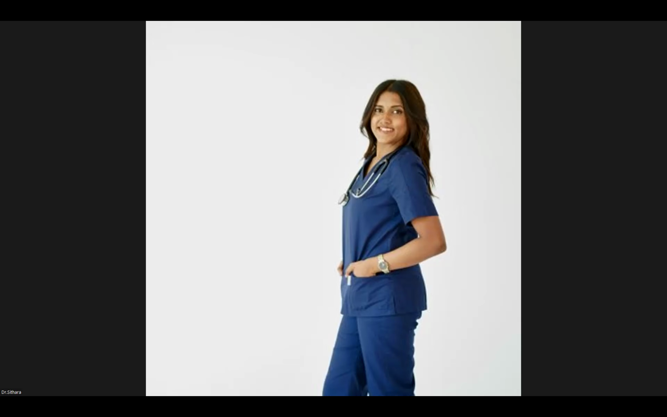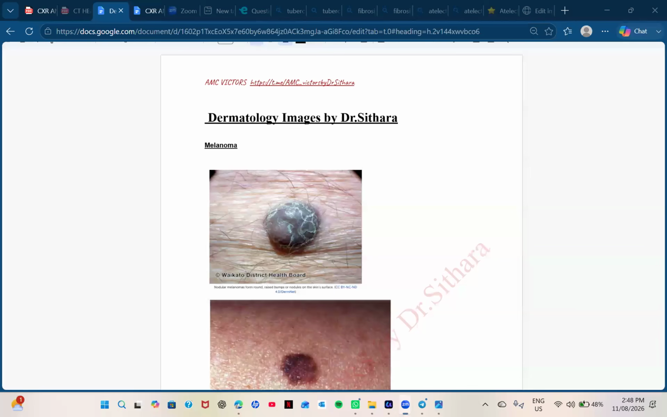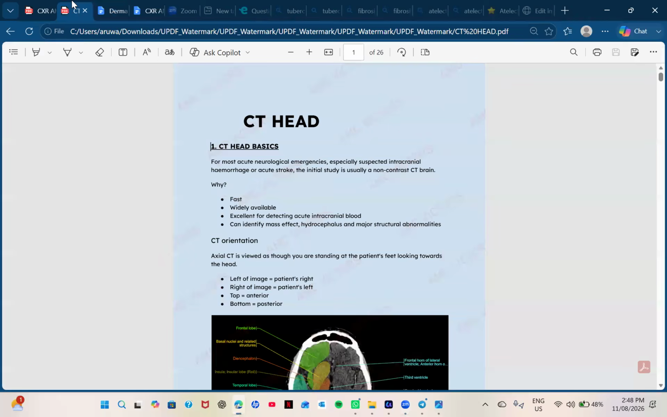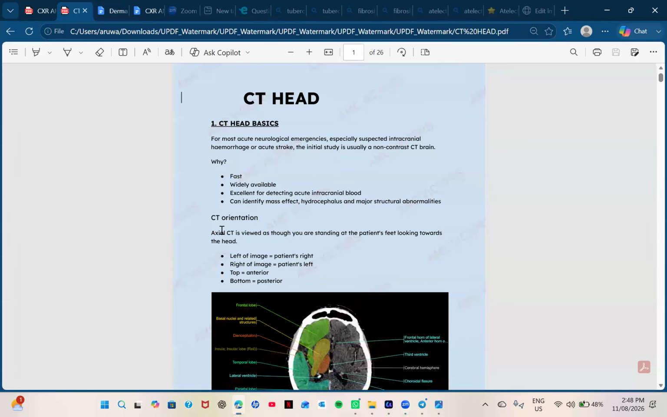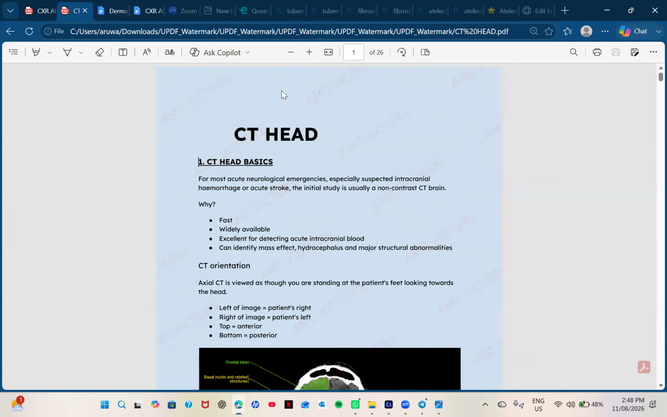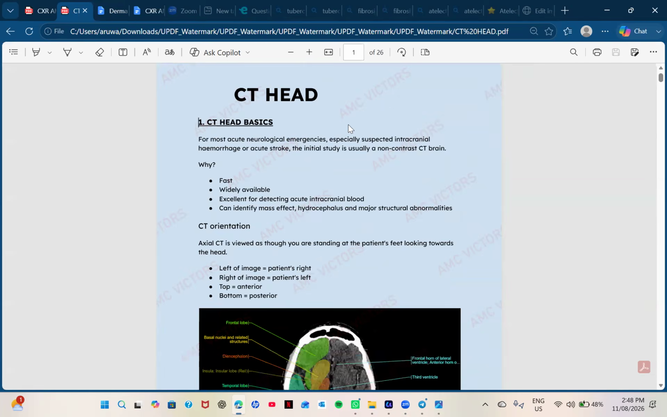Okay, we'll discuss. We'll quickly go through. First we'll discuss the CT, then we will go through this one. CT also I'm not explaining deeply, because we don't have time to go through it very deeply, but I will show mainly the important things only. Okay, CT head.